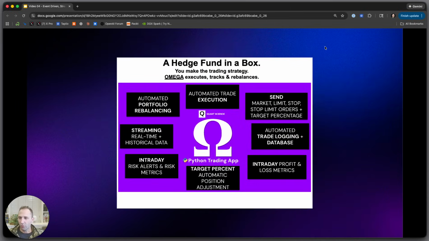First, why Python is great for trading. Well, first of all, we use Omega, which is a hedge fund in a box. This executes trades, tracks, and rebalances your portfolio. And the best part of using Python for this type of work is that it integrates with the entire Python ecosystem of tools. For example, machine learning or pure data analytics.